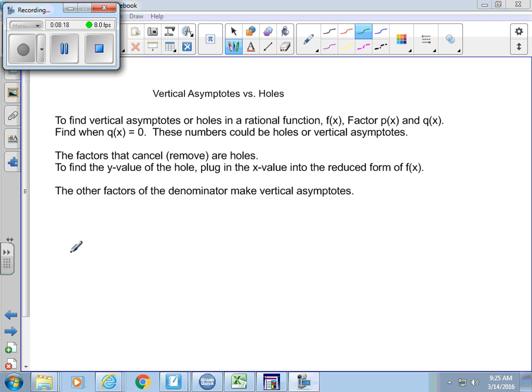Okay, to find vertical asymptotes, we're going to factor the numerator and denominator, and we're going to look at when the denominator equals 0. However, factors that cancel don't make vertical asymptotes. They make what are called holes in the graph, and we're going to look at some of those. Any factor that doesn't cancel makes a vertical asymptote. So for now, write this down. In just a second, I'll show you examples. It'll make a lot more sense once you see an example.